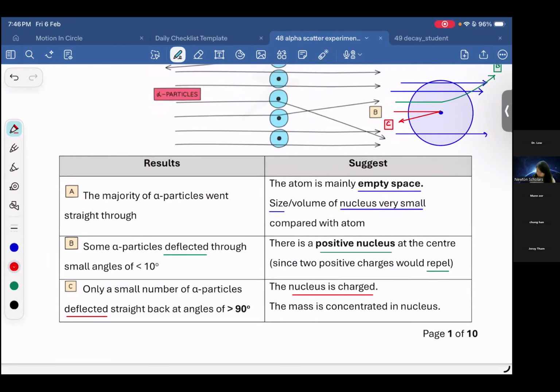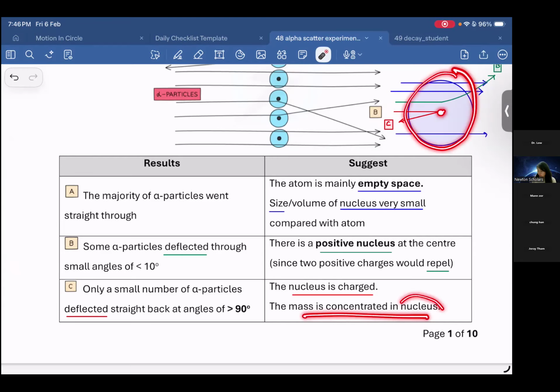Then the mass is concentrated in the nucleus. Most of the mass is concentrated at the nucleus here. Imagine if you run and suddenly hit a fat boy. Then you are the one who falls down, not the fat boy. The fat boy is still standing there. It is something like that. The alpha comes here and hits the nucleus. It will rebound backward. So in the atom, most of the mass is concentrated at the nucleus. So mass is concentrated in the nucleus.